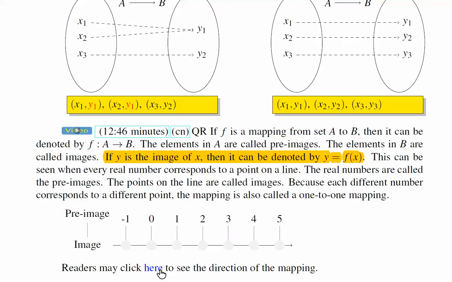In our case here, numbers are like X, points are like Y. The direction of this mapping is from the number to the point. You may click on that to make those things stick in your mind. All right? Okay, I'll see you.